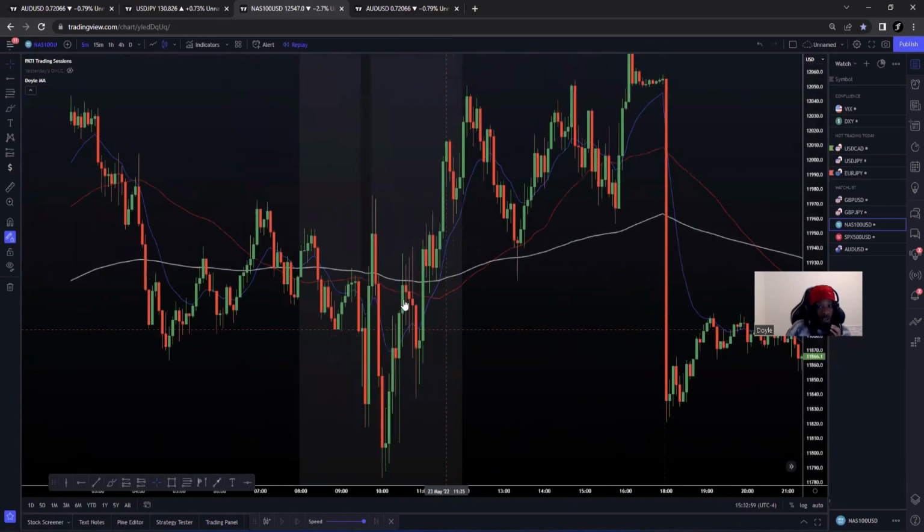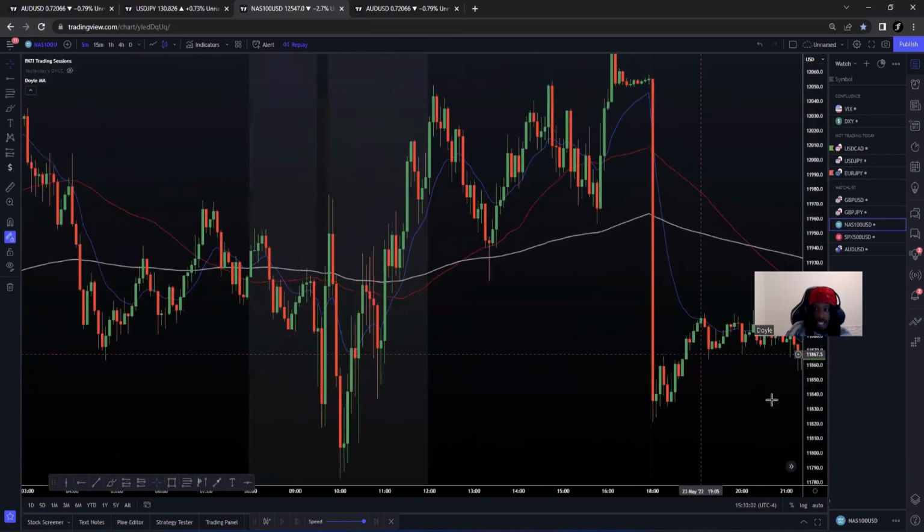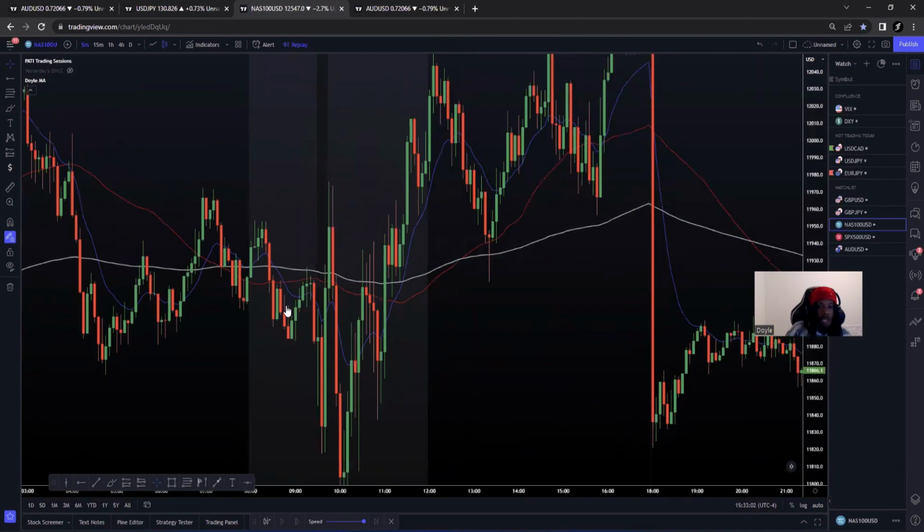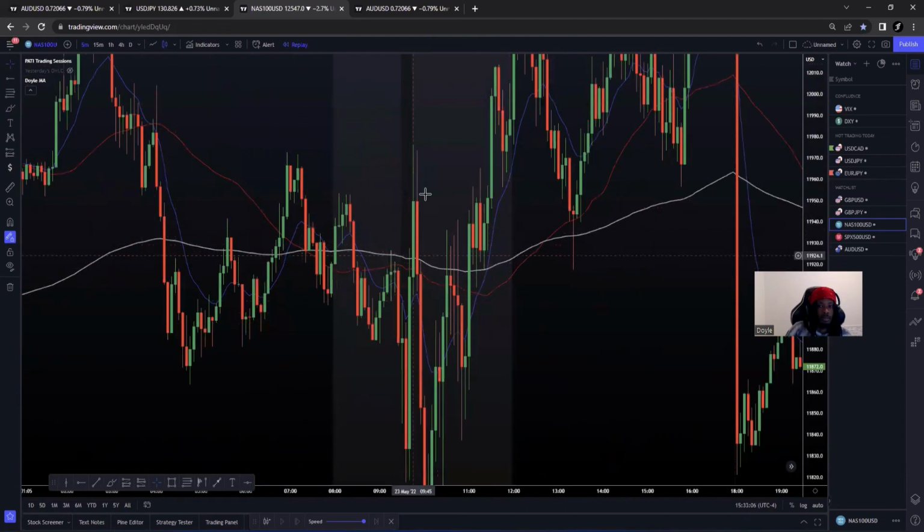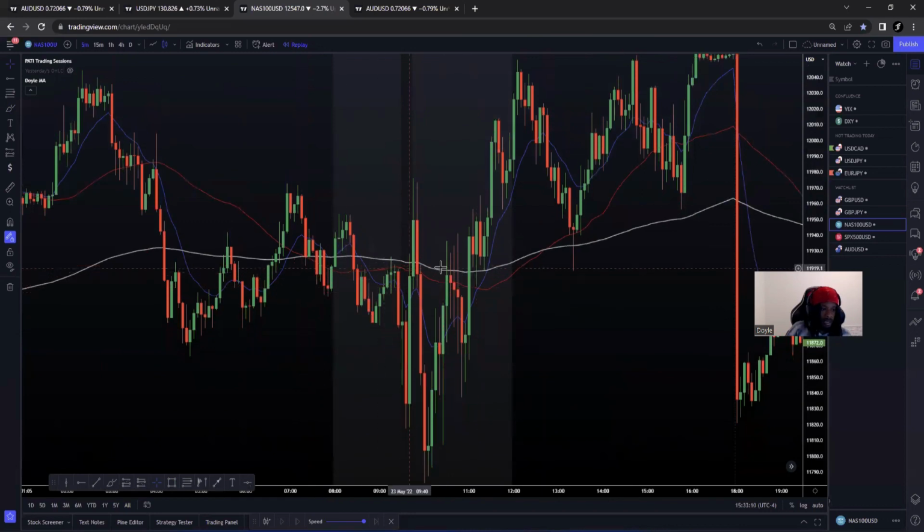Okay, right here. Now you see how this looks? This is exactly what I'm talking about. I don't like nothing like this. Like this stuff right here, no. When it's cutting through the middle like that, no, sir.